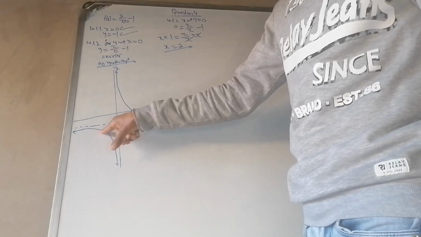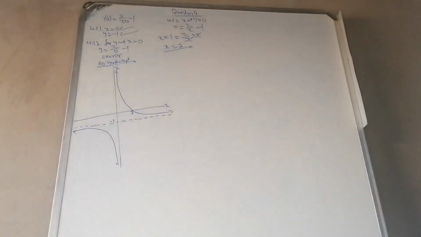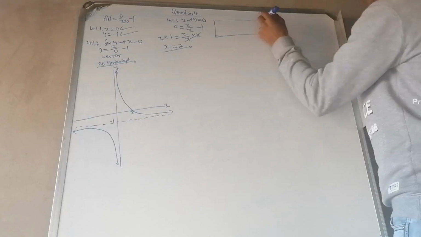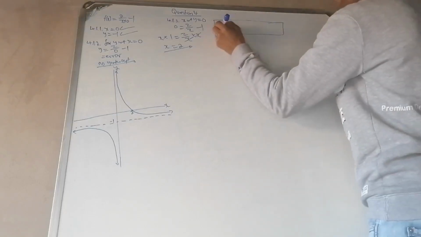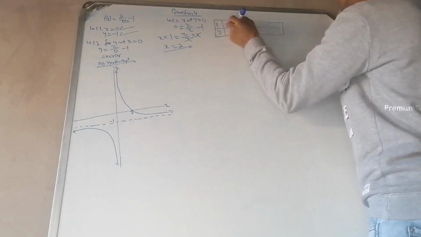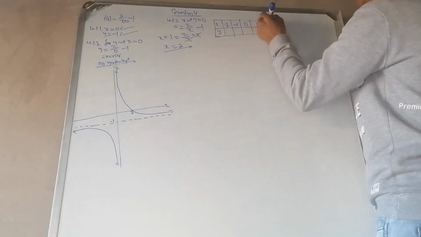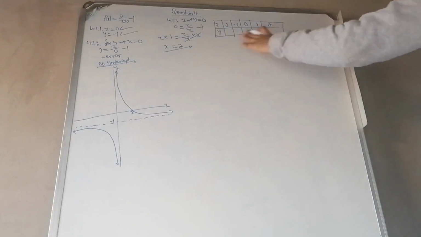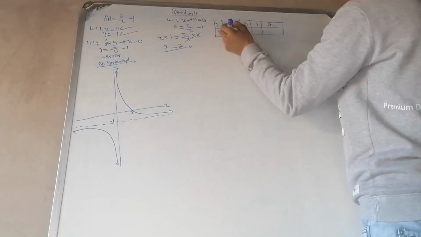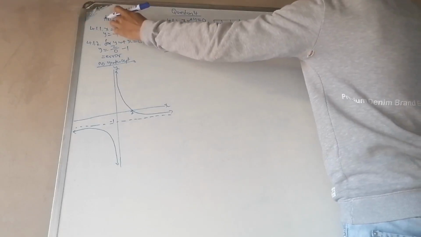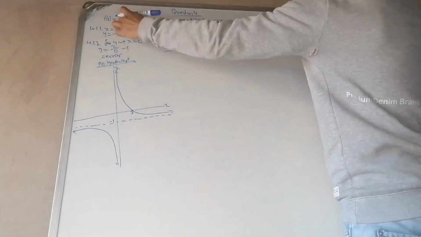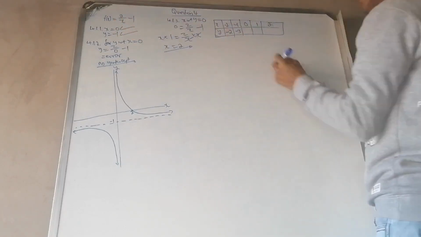I can try and find the coordinates. I can draw a table of values, with x equal to negative 2, negative 1, 0, 1, 2. Let's substitute. For x equals negative 2, 2 divided by negative 2 is negative 1, and negative 1 minus 1 is negative 2. For x equals negative 1, 2 divided by negative 1 is negative 2, and negative 2 minus 1 is negative 3.